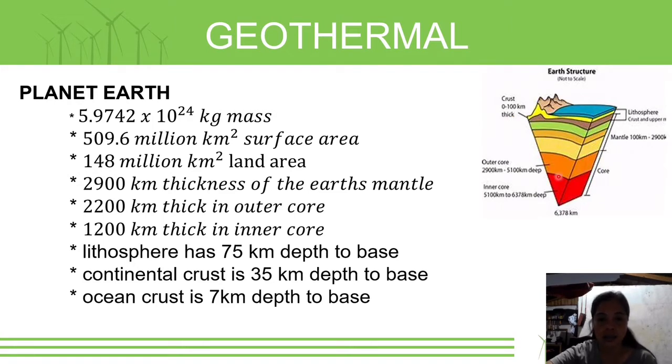And it has a 2,200 kilometer thick outer core. So this is the outer core, and it has a 1,200 kilometer thick inner core. So this is our inner core. The lithosphere here is 75 kilometers deep to base, and its continental crust is 35 kilometers deep to base, and the ocean crust is 7 kilometers deep to base.